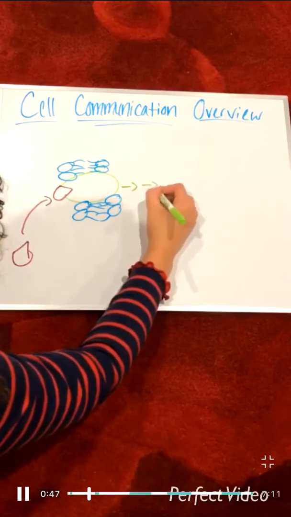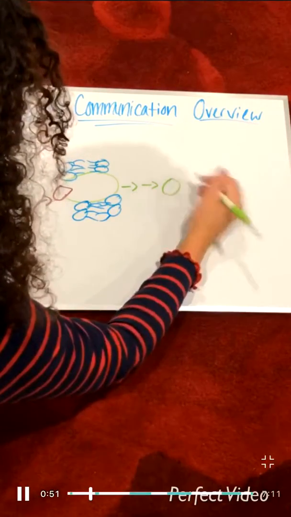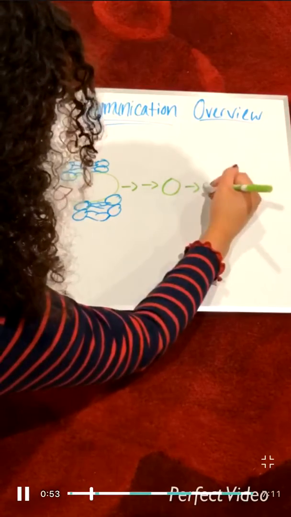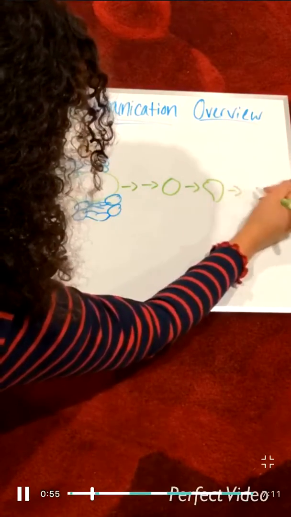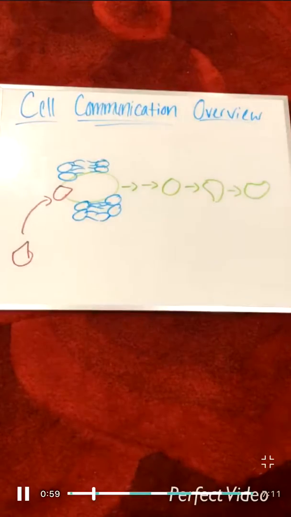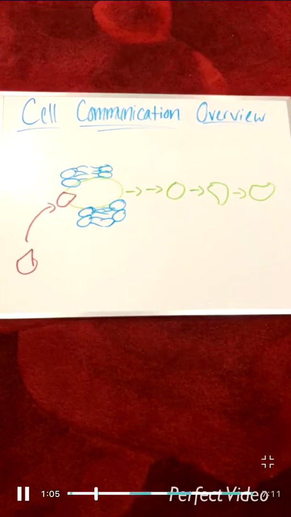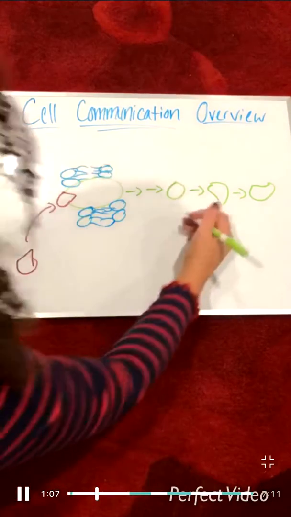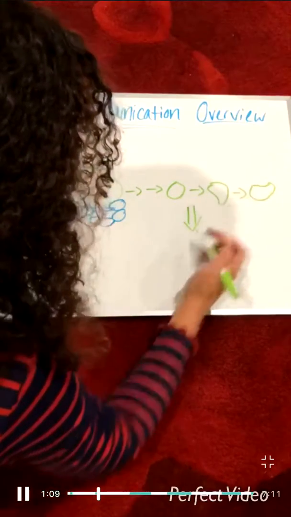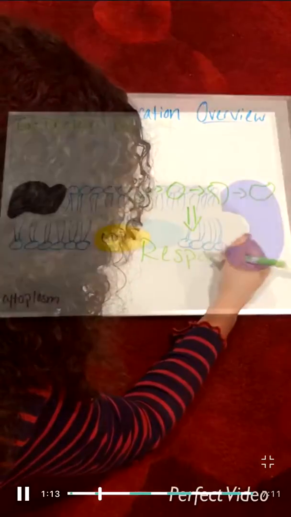Now we go into transduction, where this message, this signal, is kind of changing shape so that the cell can actually understand what is going on. And that's what's signified by these different shape changes. So after this step of transduction, then we go into what is called response, and that is where the signal is actually received and understood by the cell and a response is given.